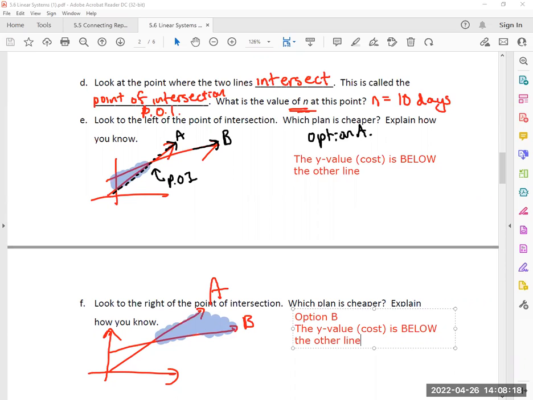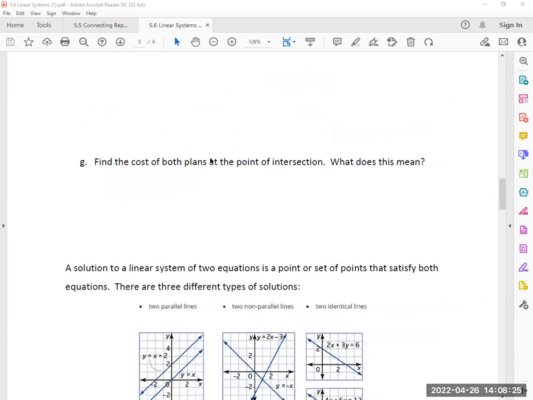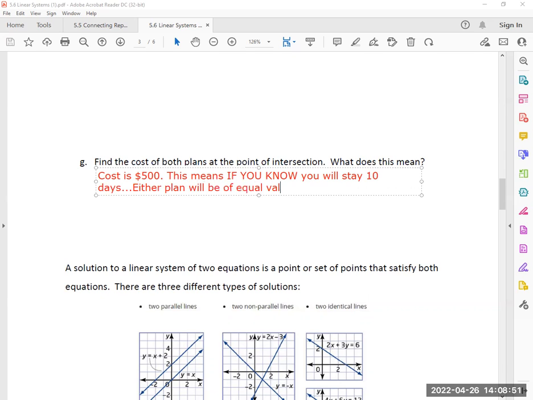Okay, so question G. Find the cost of both plans. What is the significance? So let me write this. Cost is $500. This means if you know you will stay 10 days, either plan will be of equal value. One plan isn't better than the other, it's equal.